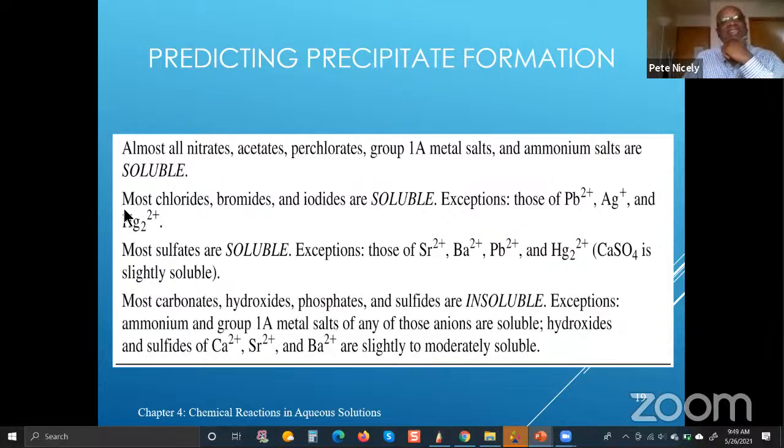And then the next line says, most chlorides, bromides, and iodides are soluble, but there are some exceptions, namely lead 2+, silver+, and mercury 1, all right? So any compound that fits this second line here would be soluble with the exceptions of lead 2+, silver, and mercury 1, and so on and so forth. So this is basically a table that you're going to refer to in order to make certain predictions as to whether or not a precipitate will form, all right?